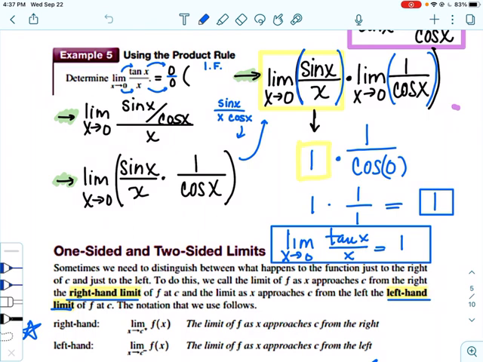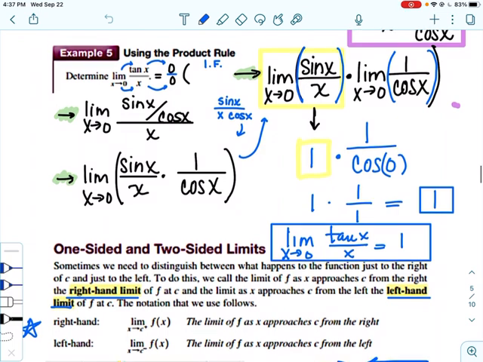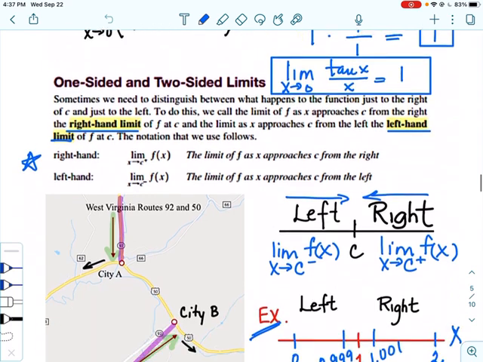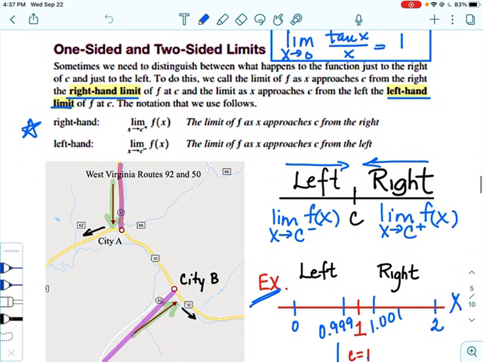Now we can obtain a limit numerically using our calculators, but there are times where we are called on to actually use a theorem or some other method, an algebraic method, to find the limit. So a couple things about this.